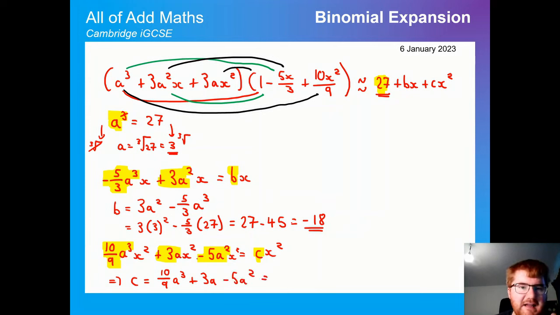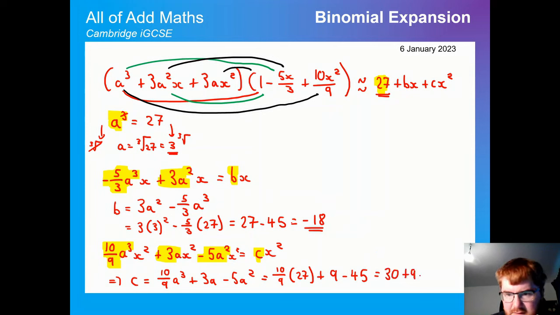And again, we know what a is, so we can just substitute it in. So we get 10 over 9 times 27. 3 times 3 is just 9. 3 squared, 9 minus 45. Simplify this down. 27 divided by 9 is 3. 10 times 3 is 30. 30 plus 9 minus 45, and that's equal to minus 6.